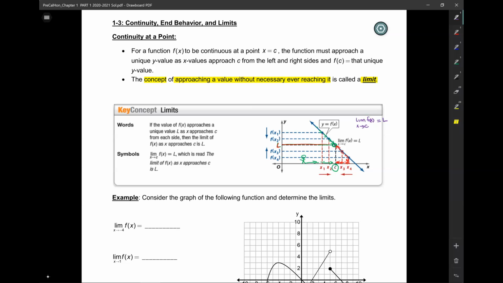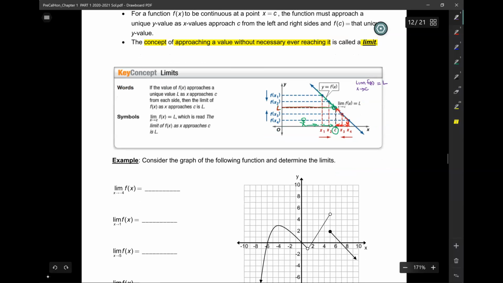All right, so the way we define a limit then is if from the left and the right, as we approach a certain point, the y values are approaching the same y value of L, then the limit exists. Okay, let's take a look at some examples here.